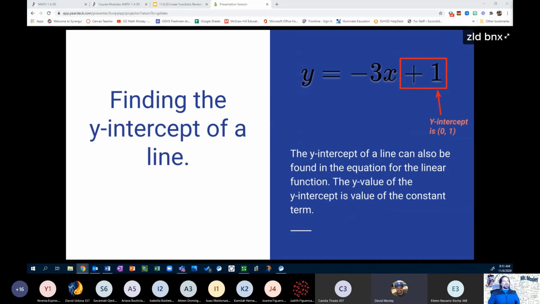The y-intercept of the line can also be found in the equation for the linear function. The y value of the y-intercept is the value of the constant term. The constant term is the number that is not attached to a variable. So in this case, we have y equals negative 3x plus 1. The y-intercept is (0, 1). The 1 there is the y value of the y-intercept.